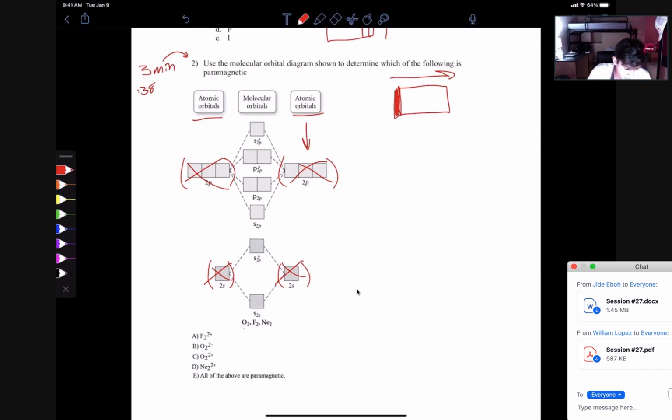So the way you want to attack this, you want to do this in 3 steps. The first step is to find the total number of electrons like you would in a Lewis structure, so the total number of valence electrons.